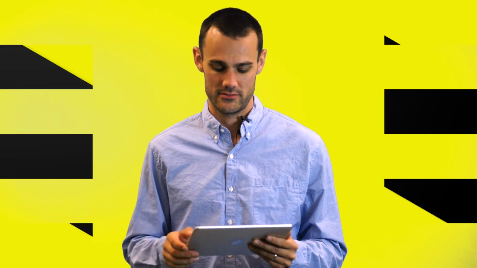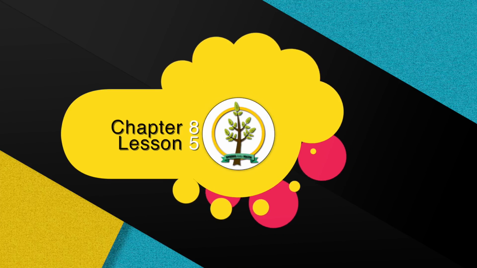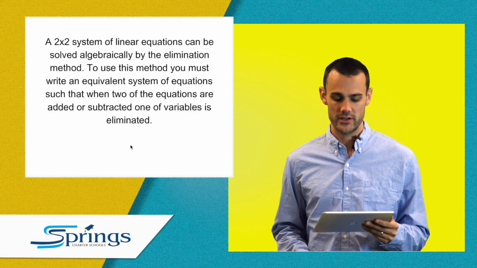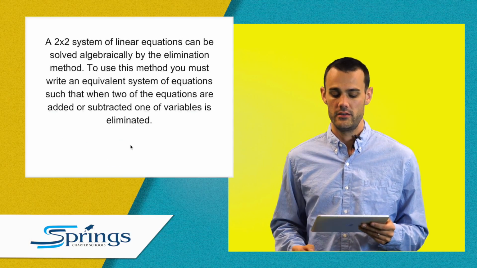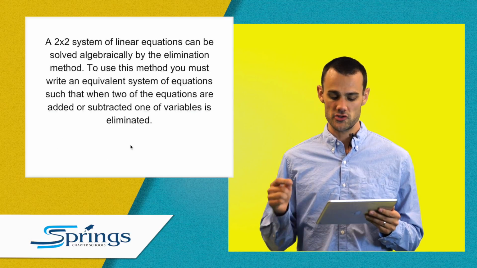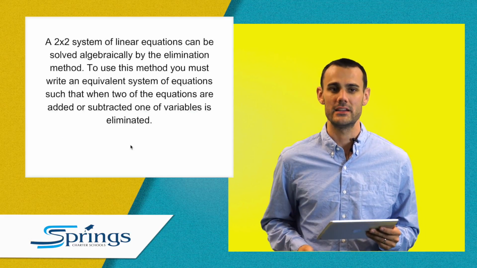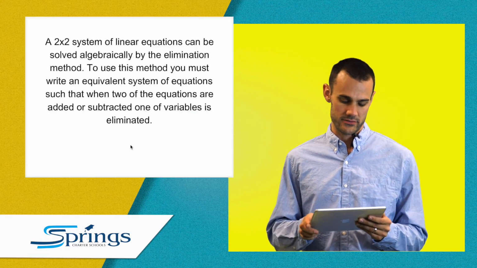Today's lesson is solving linear equations by elimination. A 2x2 system of linear equations can be solved algebraically by using the elimination method. To use this method, you must write an equivalent system of equations such that when two equations are added or subtracted, one set of variables is eliminated. Let's take a look at what that means.